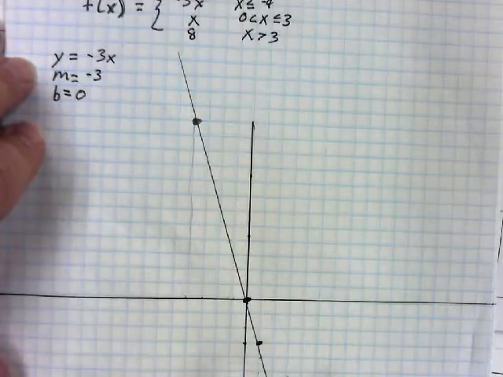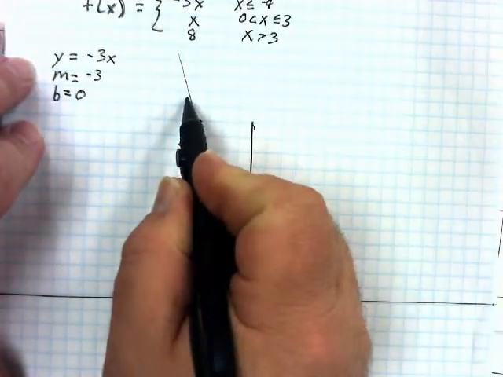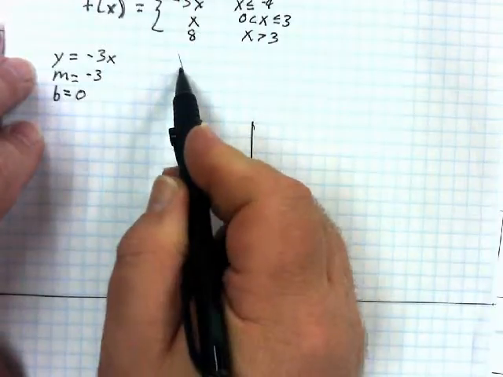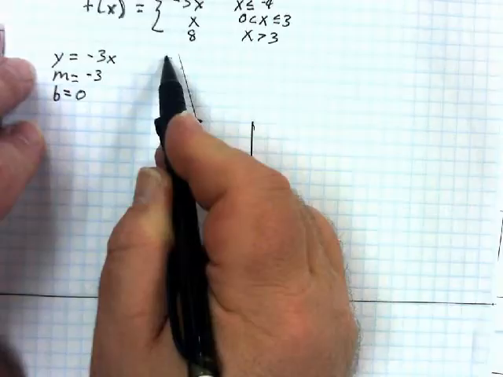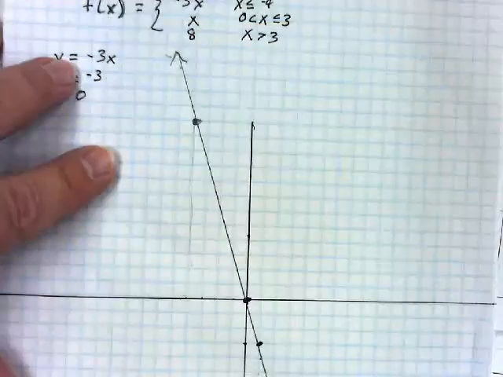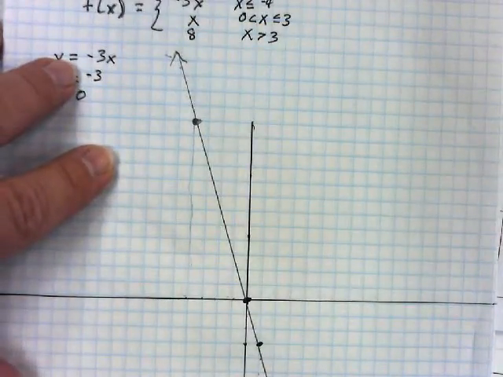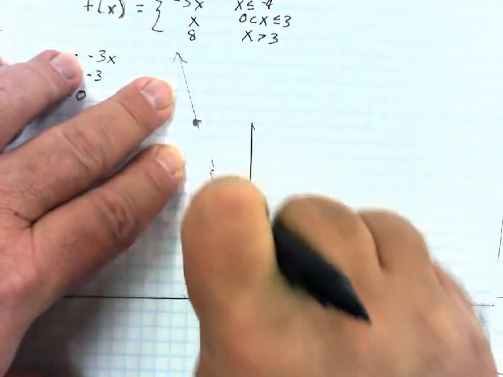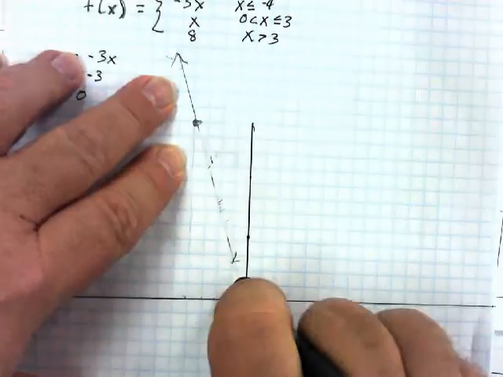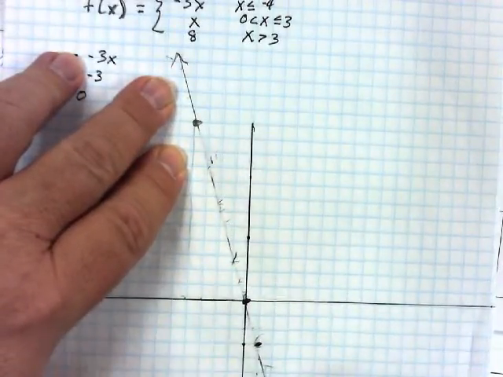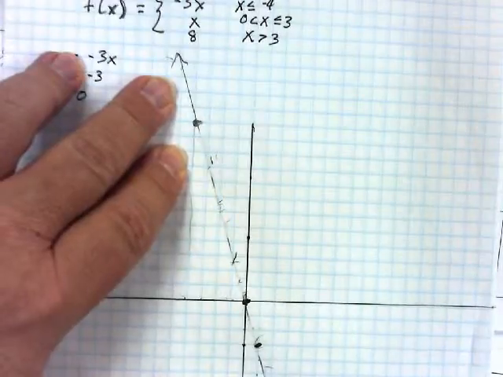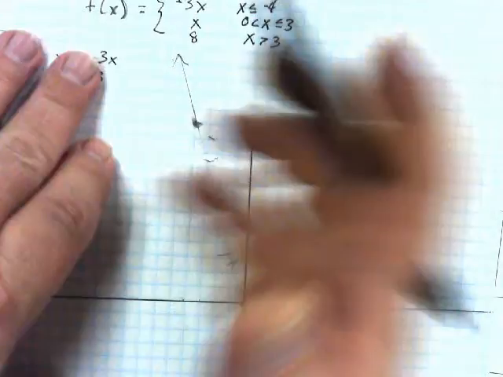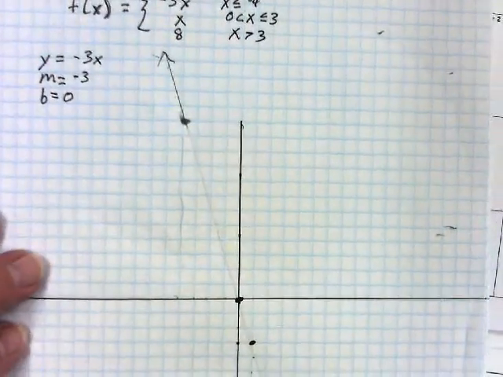Well, is this x value right here less than a negative 4? Is this one? Is this one? So all those points would be on the graph, right? And which points are no longer on the graph? All of these. So I erase them. Okay? That's the first graph.